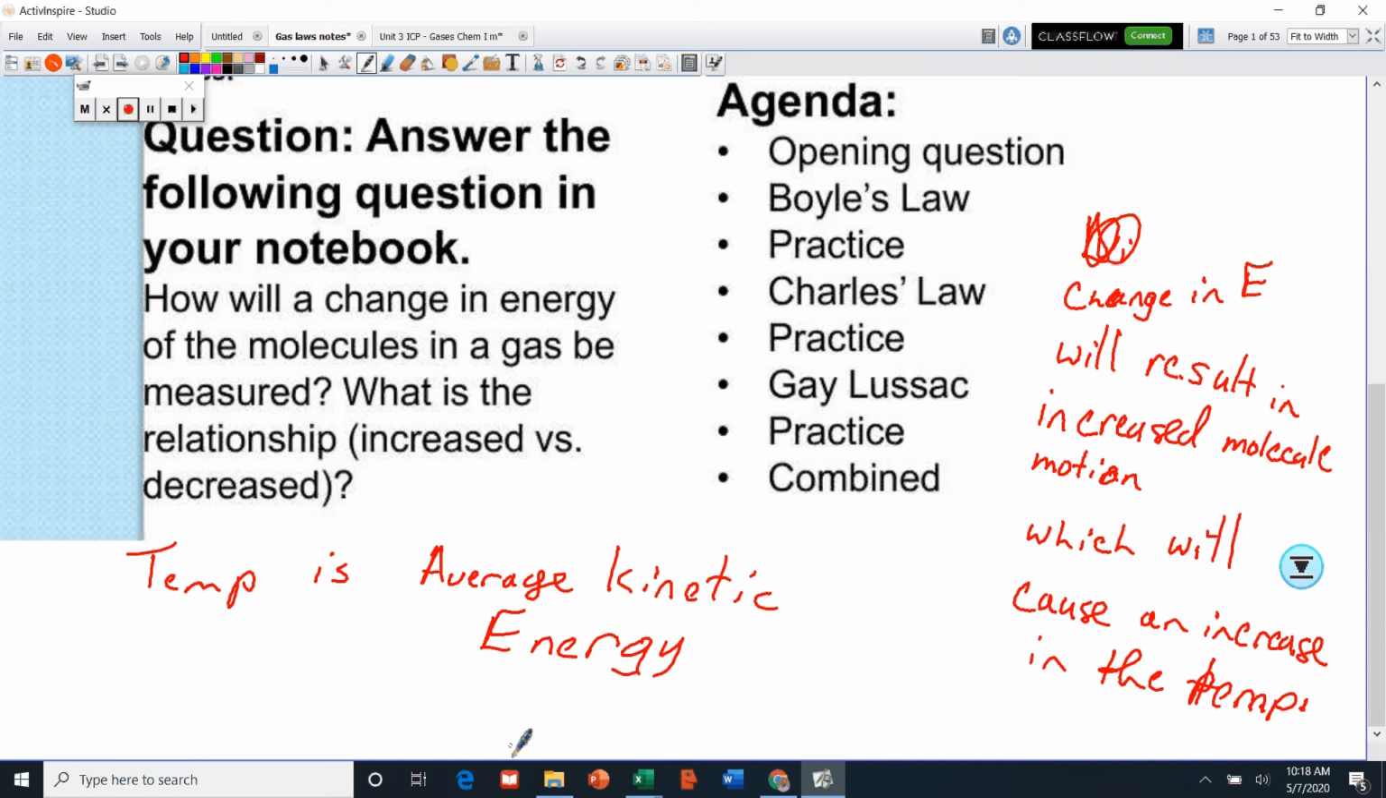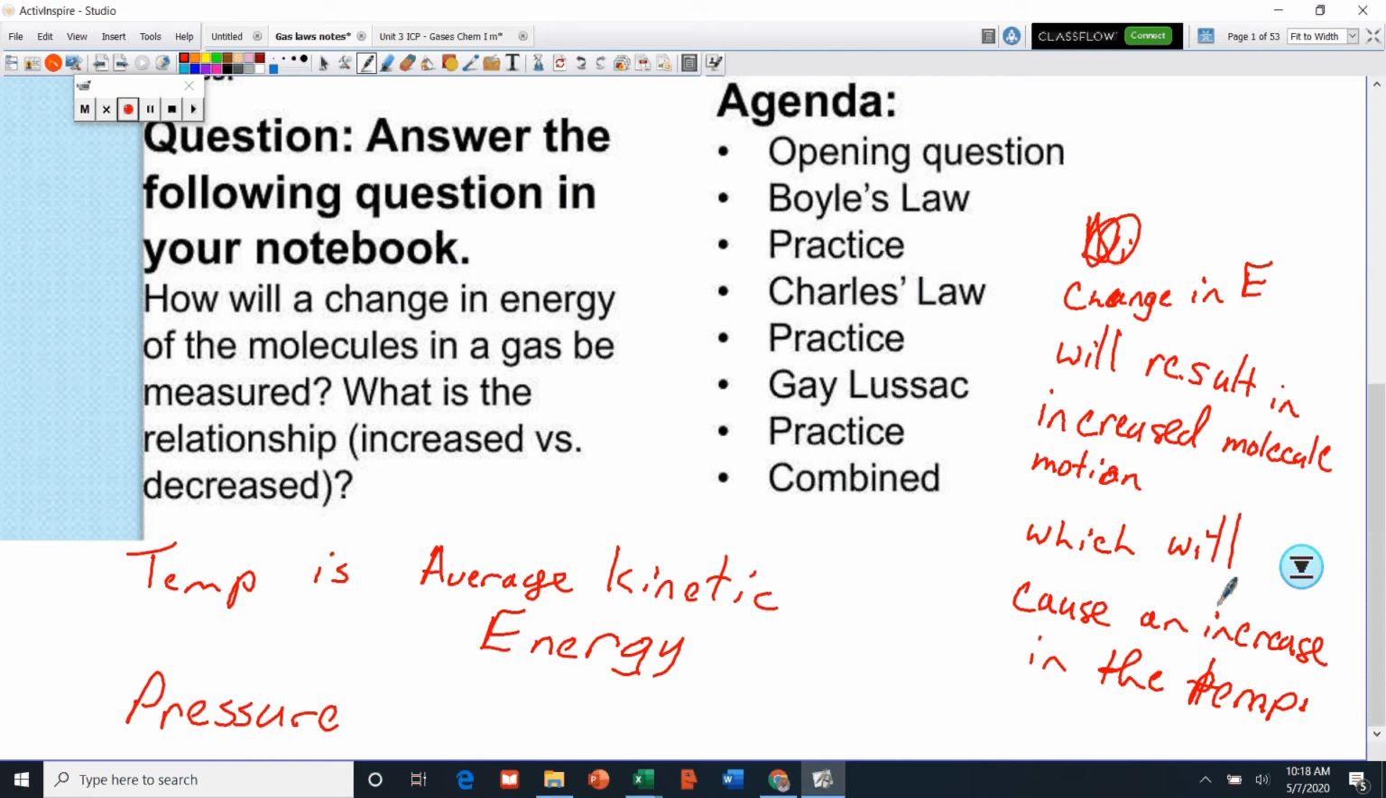All right. So as kinetic energy of a substance increases, so does temperature. Depending on what type of container we're in, a container of a fixed size versus one that's expandable, another way that increasing the energy would affect it is that it's going to change the pressure.